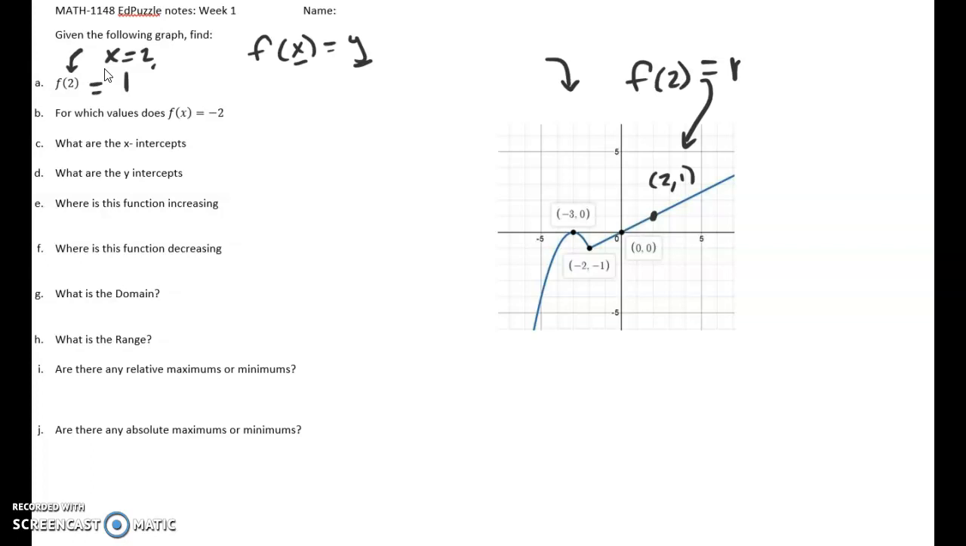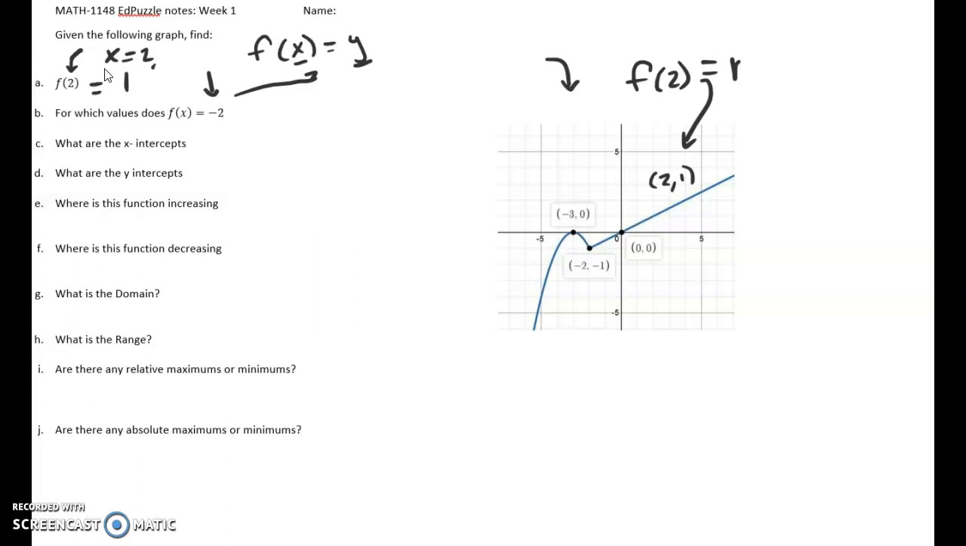Now this next one says, for which values does f of x equal -2? So when we take a look at that, this -2, think about that. Is that an x or a y value? So that seems to be a y value, right? Because if we take a look up here, we can see that f of x is equal to y.